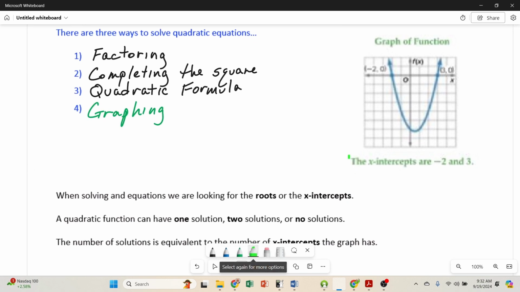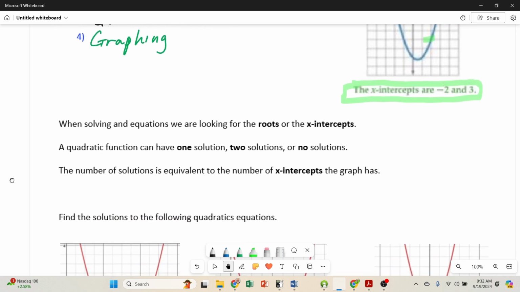Okay? So in this case, if we were to use the graph, we would find that the x-intercepts are negative 2 and 3. Alright, so when solving equations, we're looking for the roots, or the x-intercepts. A quadratic function can have one solution, two solutions, or no solutions. And the number of solutions is equivalent to the number of x-intercepts the graph has.